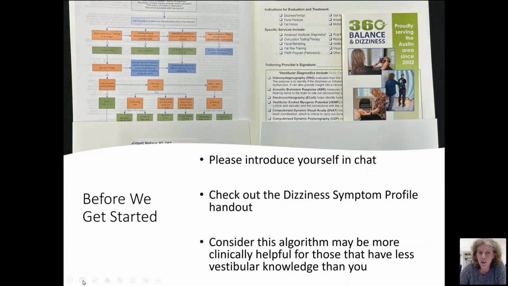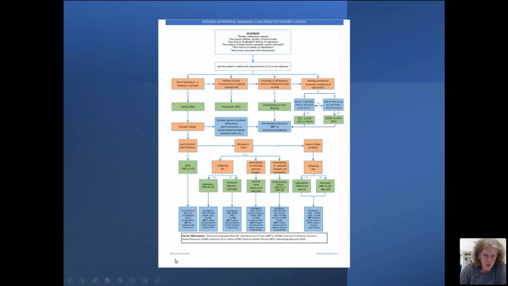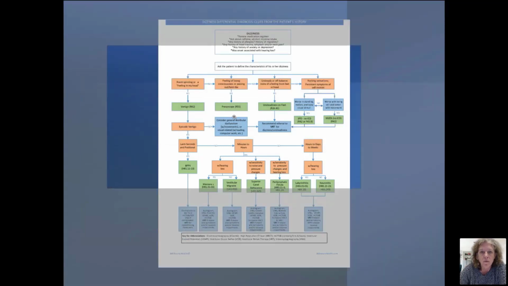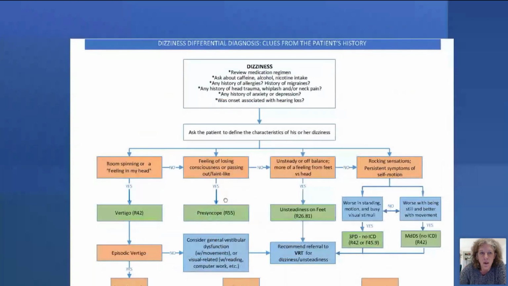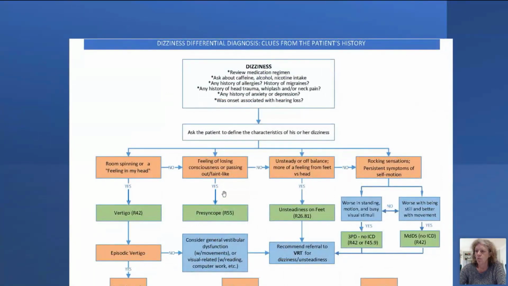So let's work through this algorithm together. And are we good just with any? Okay. So I'm going to zoom in here. This is just a 2-page handout. And again, starting with the word dizziness, that we know is a vague term.